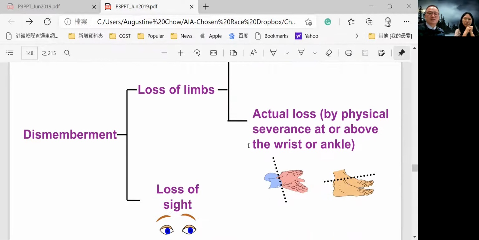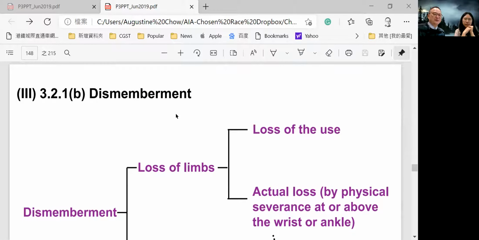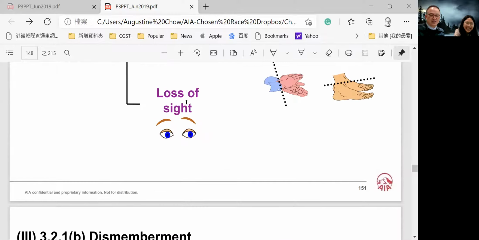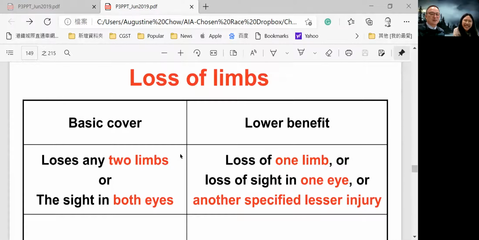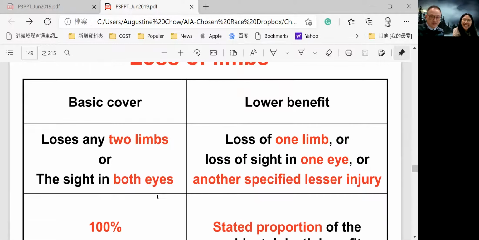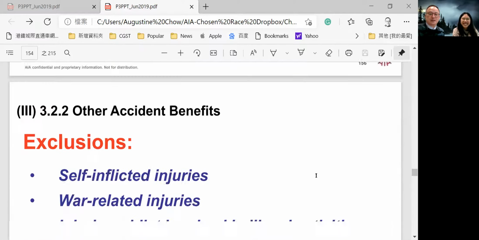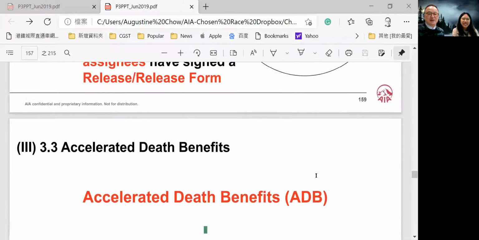Also, limb loss is dismemberment. We call it dismemberment. Losing one eye, one limb, one leg. Meaning totally detached from your body, total dismemberment, no more your member. Okay. Loss of sight, yes, dismemberment. Both limbs, both eyes is full, but one limb, one eye is a percentage of the death benefit. All right, it's easy.